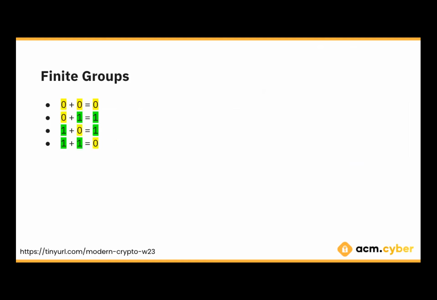Okay, so this is the example that I just gave with zeros and ones. But if we just highlight which ones are zeros and which ones are ones, I can think of another group that looks really similar to this, and that is this group. So if we have just the set 1 and -1, and instead of plus, you do multiply, you get almost the exact same thing, right? Instead of 0 + 0 = 0, you get 1 × 1 = 1. Instead of 0 + 1 = 1, you get 1 × -1 = -1. Instead of 1 + 0 = 1, you get -1 × 1 = -1, and so on.